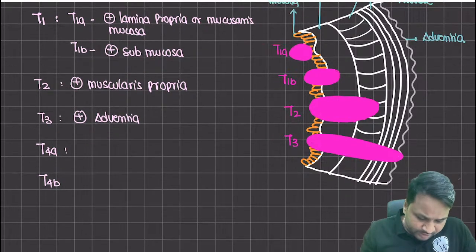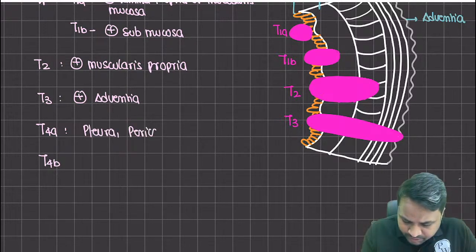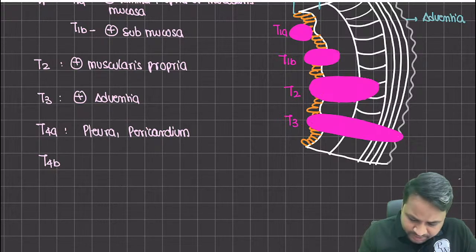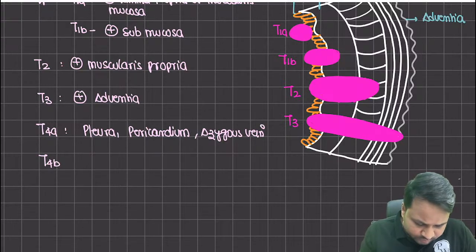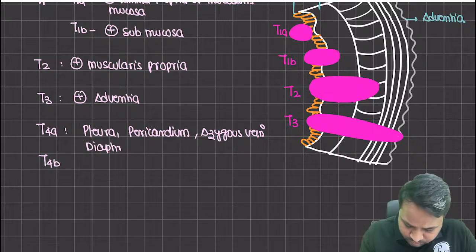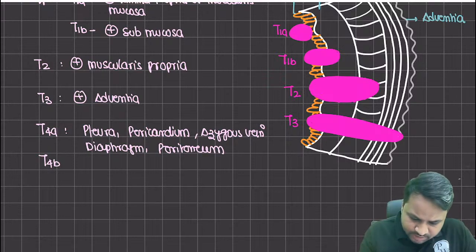Now, what is a T4A? If it is going to invade, if it is involving pleura, pericardium, esophagus vein, diaphragm or peritoneum, this is your T4A disease.